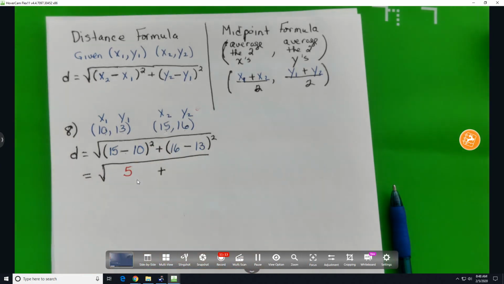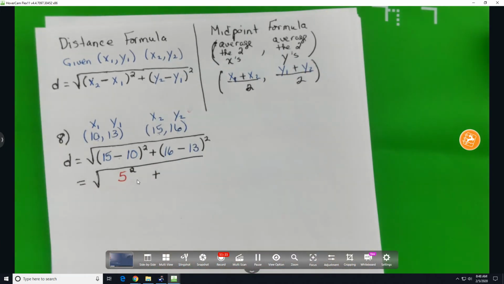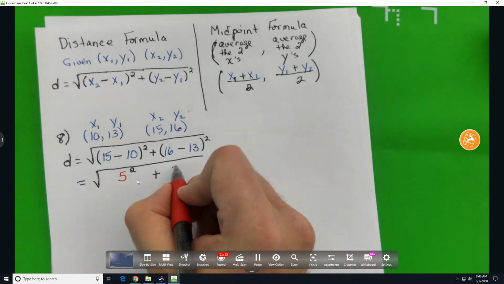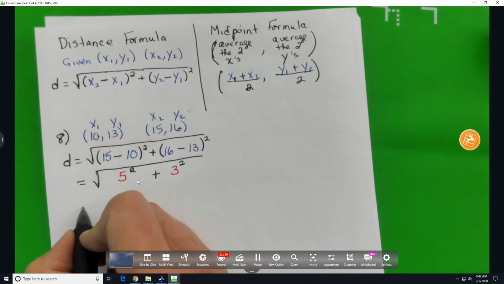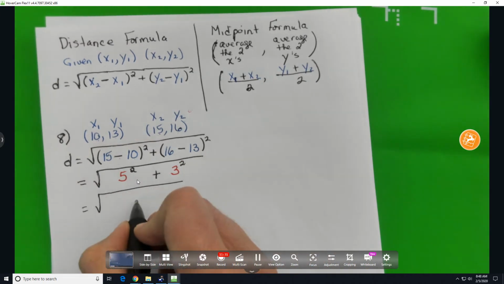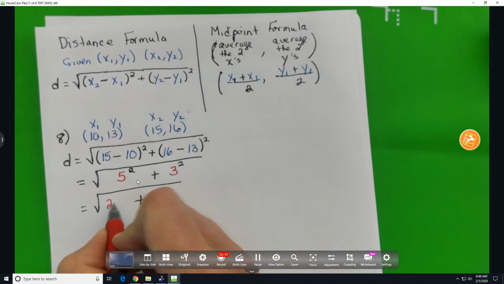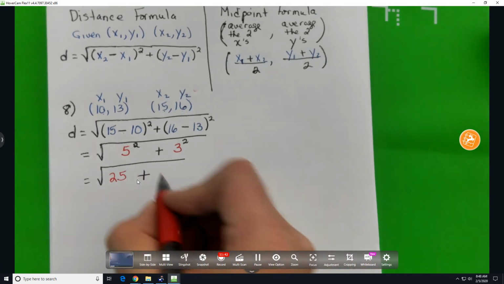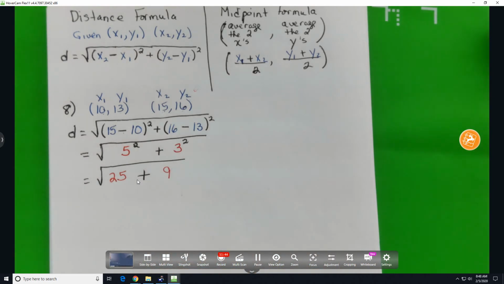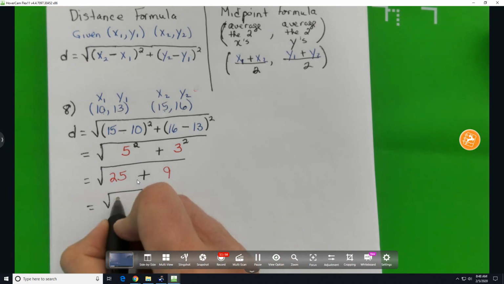We still have that black square. The 16 minus 13 is a 3. Still have that square. The 5 squared is a 25. And the 3 squared is a 9. I'll let the colors go at this point. 25 plus 9 is 34.